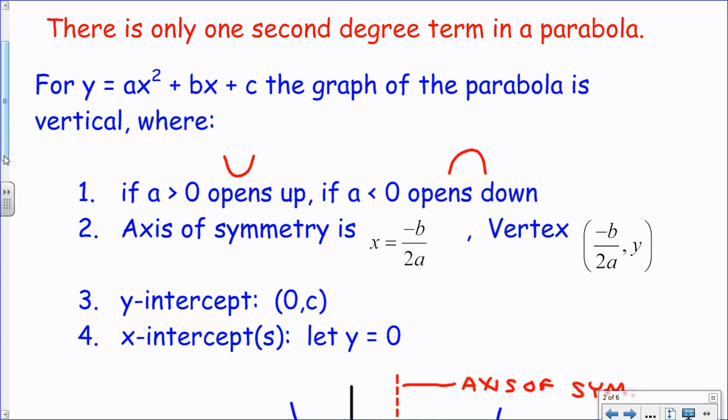If the parabola is vertical, the axis of symmetry will be vertical. So it goes from the x coordinate of your vertex, which is this little formula here, opposite of b over 2a. Okay, and it's a vertical line. So that's the x coordinate of your vertex, and then you would plug that in to find the y coordinate.